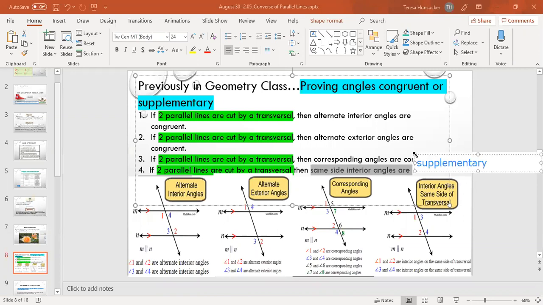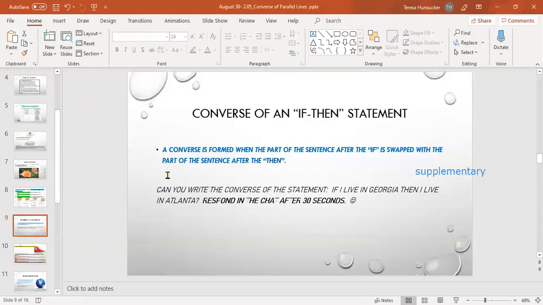Then the lines are parallel. So the converses are proving lines parallel, as mentioned in our learning targets. All the converses, I'm going to show you what they look like. So just to reiterate, a converse switches the part of the sentence after the if with the part of the sentence after the then.